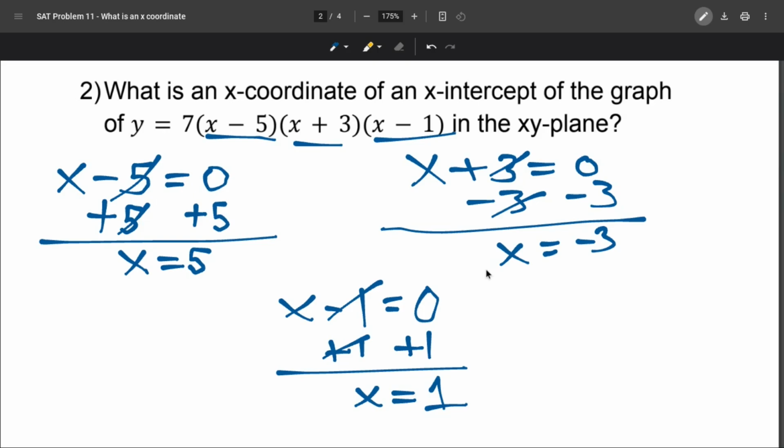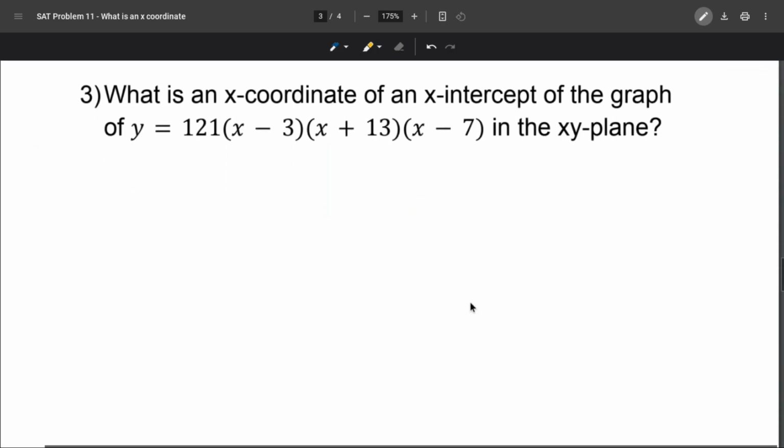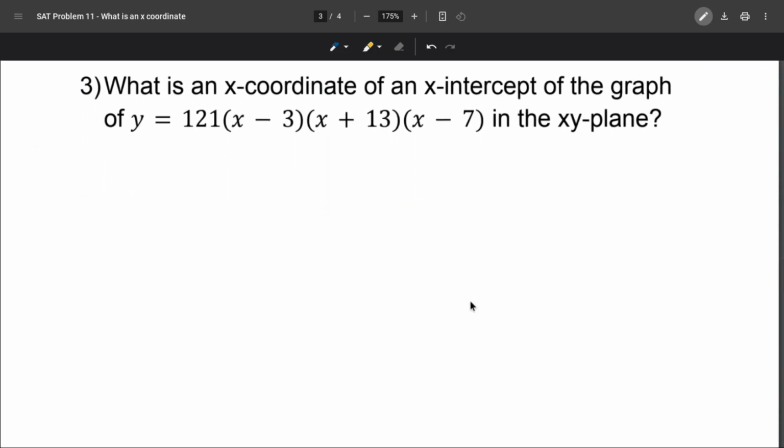All right, let's try another one. So problem 3, what is an x-coordinate of an x-intercept of the graph of y equals 121 times x minus 3 times x plus 13 times x minus 7 in the xy plane? Notice I don't do anything with this. I can't set that equal to 0, right? So I can only set the factors equal to 0, so I'm only going to focus on these 3 factors.